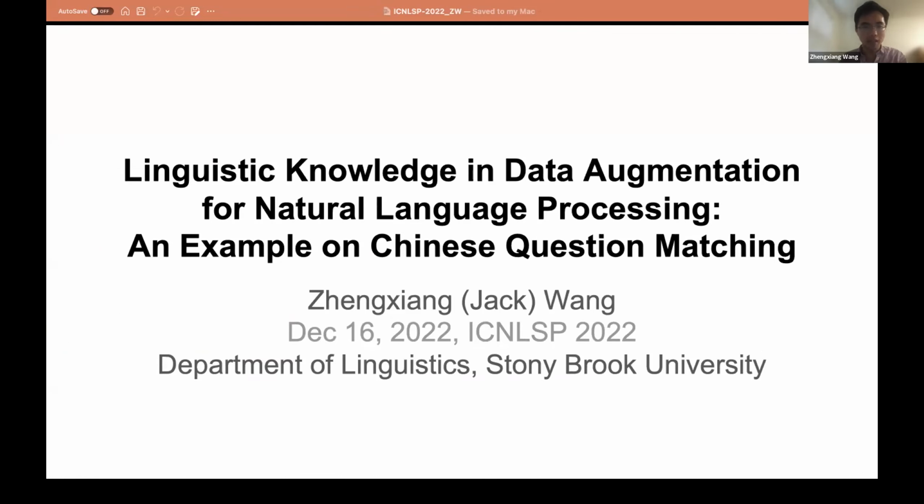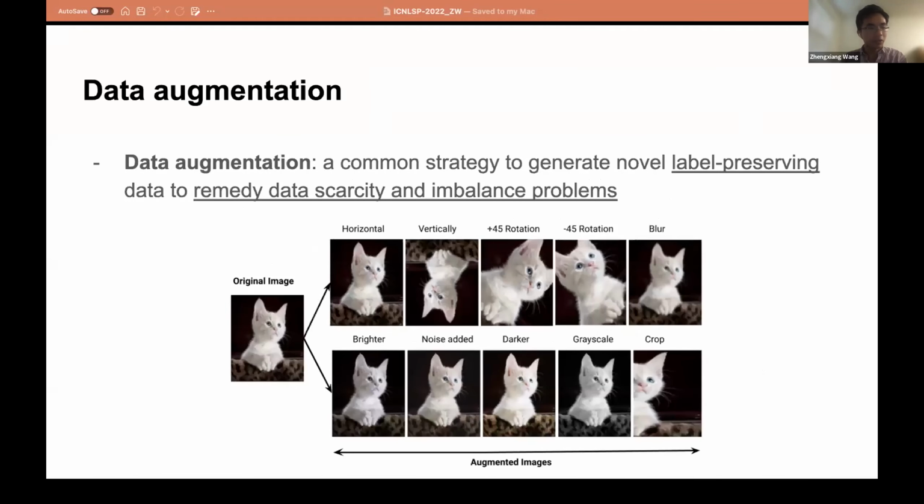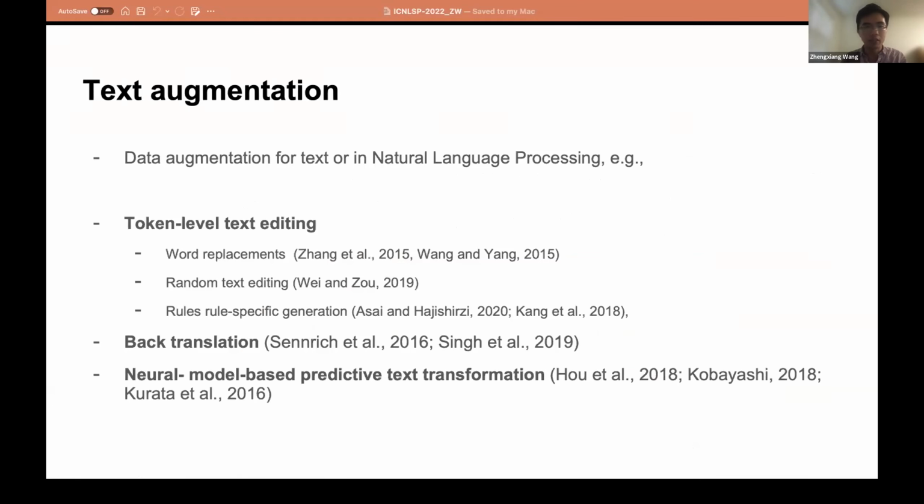So it's an example based on Chinese question matching. Background knowledge: data augmentation. We know data augmentation is a common strategy to generate novel label preserving data to remedy the data scarcity and imbalance problems. For computer vision, people can simply do some rotations or add some noises or other techniques to generate new images that have the same labels.